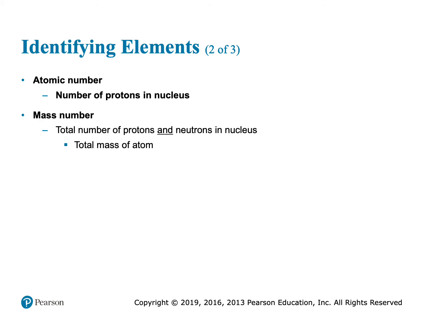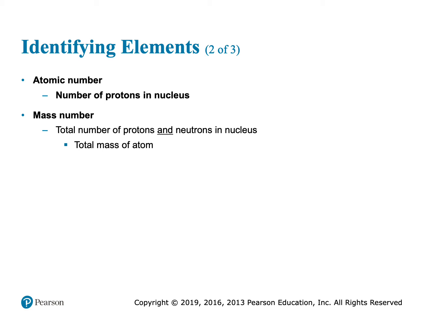Okay, so the atomic number is the number of protons in the nucleus. If you change the number of protons in an atom, you've just changed the whole element. Hydrogen has 1 proton. 1 proton is a hydrogen. But if it's 2 protons, it's not hydrogen anymore. It just became helium. Okay?